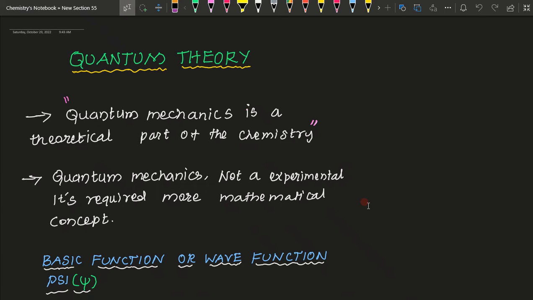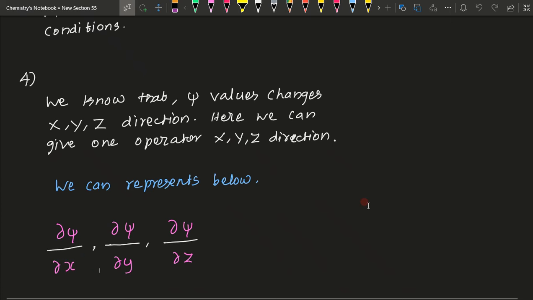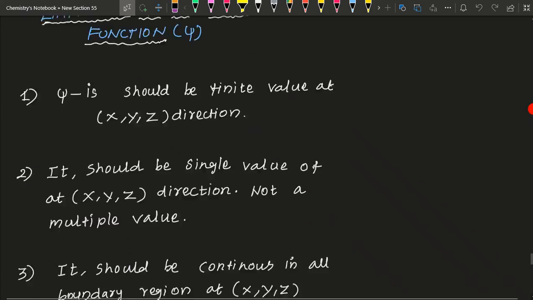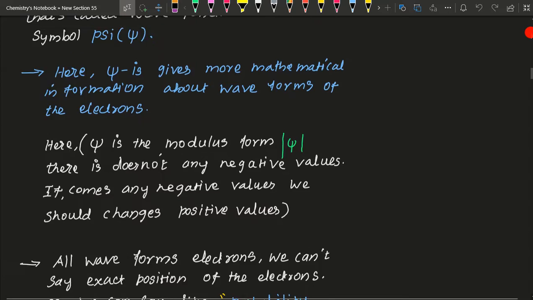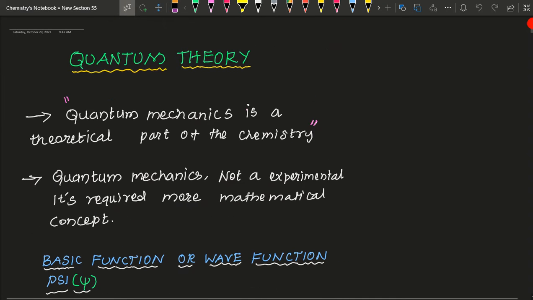Today we will see the fundamental concept of the quantum theory or quantum mechanics. First, quantum mechanics is a theoretical part of chemistry. Next, quantum mechanics is not experimental, it requires more mathematical concepts.